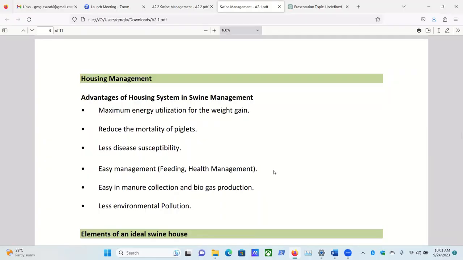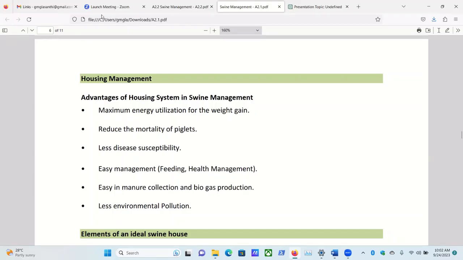So those are the advantages of providing a house. As you know, pigs can be reared without housing as well. You may have seen that pigs are reared without any housing. But if we provide housing, we can have some advantages. Now we are going to learn about that.